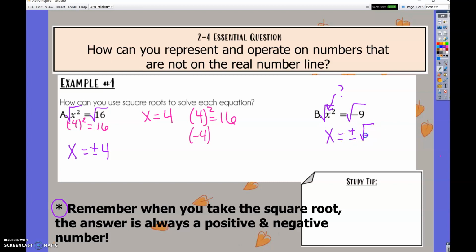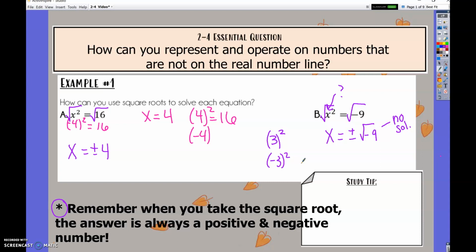But the square root of negative 9, in the past, we would say there's no solution. We can't get some number times itself, even 3 times 3, or negative 3 times negative 3. They'll always come out to a positive 9. That's why we normally would say there's no solution.